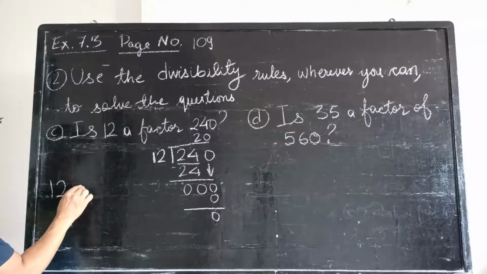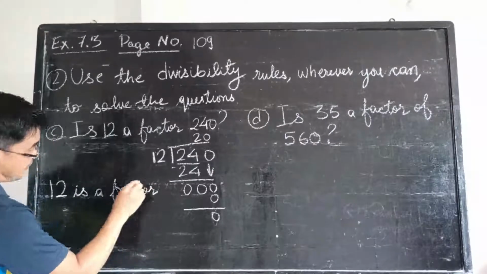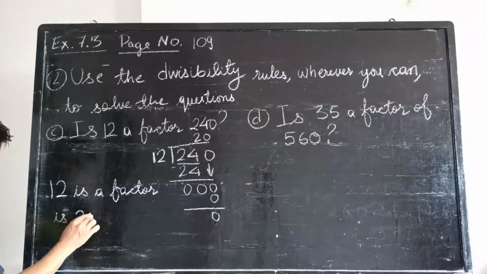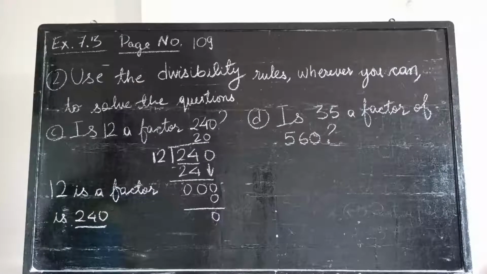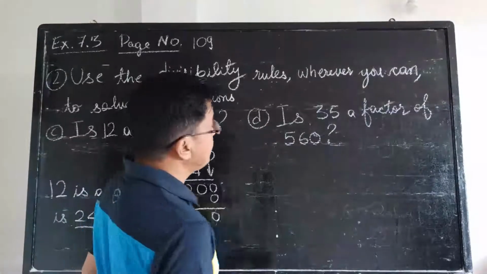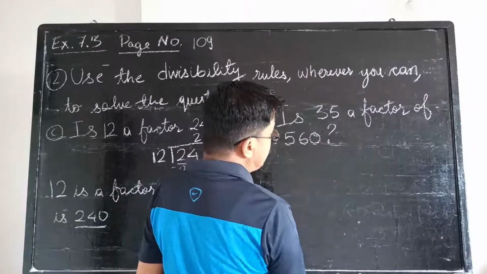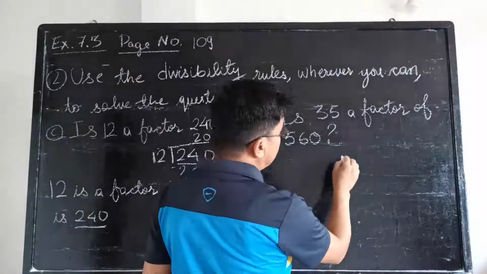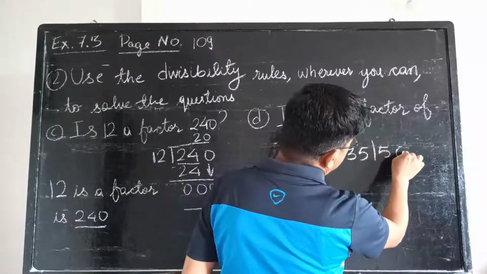12 is a factor of 240. Now D. Is 35 a factor of 560? This also we will divide and find out. 35 divide 560.